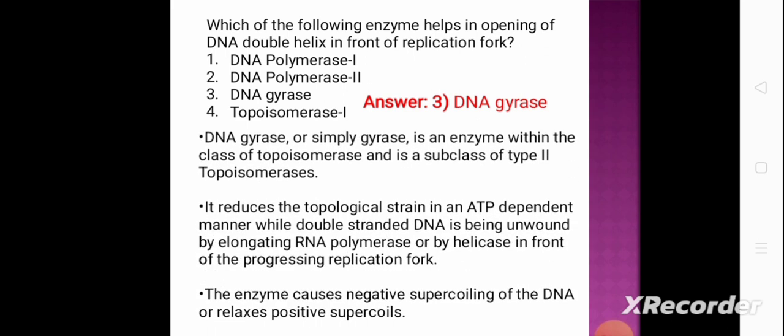DNA gyrase or simply gyrase is an enzyme within the class of topoisomerase and is a subclass of type 2 topoisomerase. It reduces the topological strain in an ATP-dependent manner while double-stranded DNA is being unwound by elongating RNA polymerase or by helicase in front of the progressing replication fork. This DNA gyrase enzyme causes negative supercoiling of the DNA or relaxes positive supercoils.